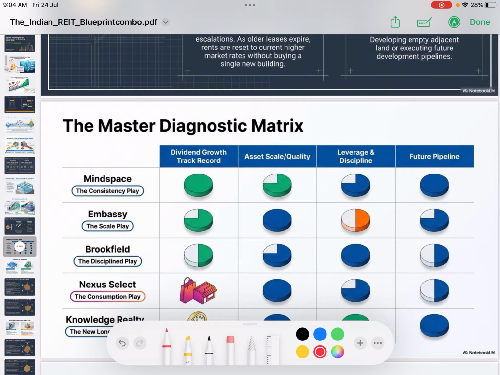So they are investing in building more, and they are also giving consistent dividends, and they are increasing on a year-on-year basis. Okay, then we have Embassy, a scale player. It is the largest and the oldest office REIT in India, and it is also an international player, with a proven track record through multiple cycles.